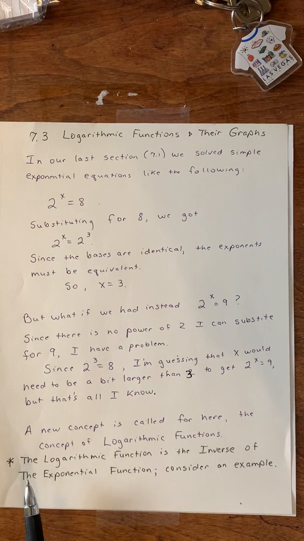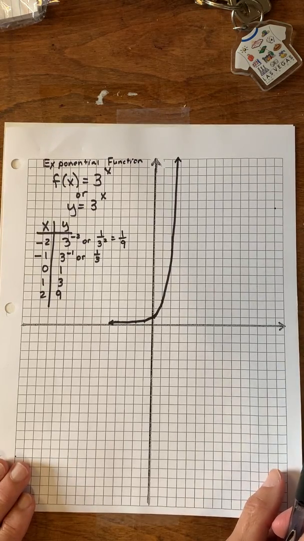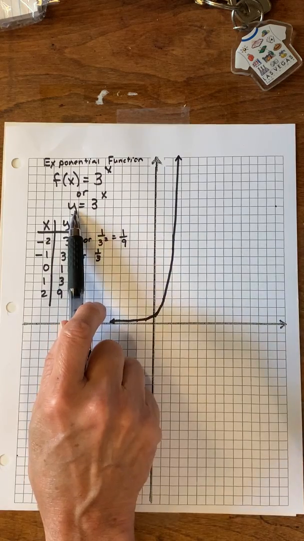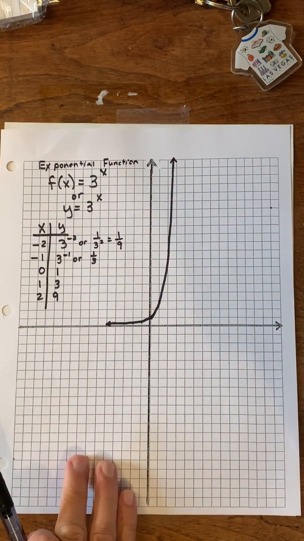Now here's a concept to keep in mind when you're talking about logarithmic functions. The logarithmic function is the inverse of the exponential function. Inverse. Does that ring a bell? Hopefully. Let's consider an example. Here's something we looked at in 7.1. The exponential function, this one specifically, f of x equals 3 to the x. Another way to say it, y equals 3 to the x.